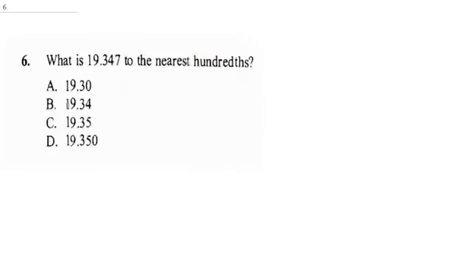Question 6 says, what is 19.347 to the nearest hundredth? Now, all you need to do is approximate this number. Since it is 5 and above, we'll approximate it to 19.35. So this is to the nearest hundredth. The correct answer here is C.